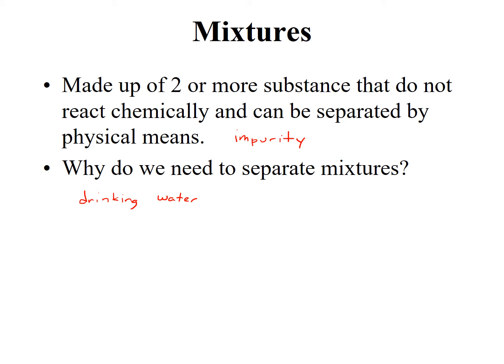Now, the components of a mixture are either elements or compounds, and we can identify each of these elements and compounds in the mixture. So what we're going to do today is we have a mixture made up of two substances, and we're going to separate them.